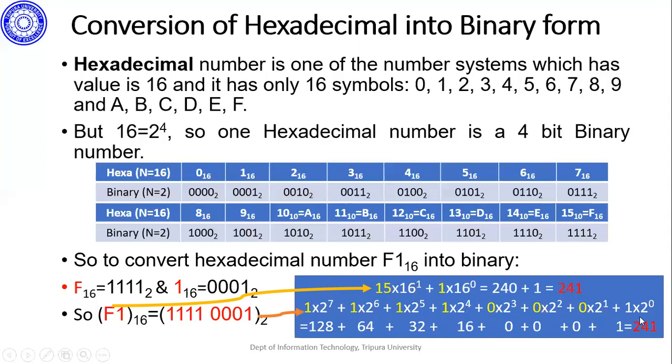So what is the common thing? You can see this 241, and this was the 241. So F1 is simply this. What we have to do is take each and every hexadecimal digit and convert it to 4-bit binary, once you change the base from 16 to 2.